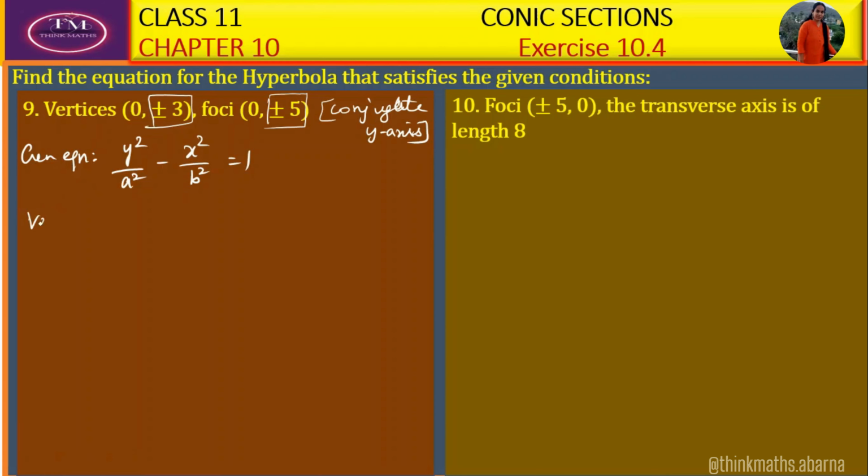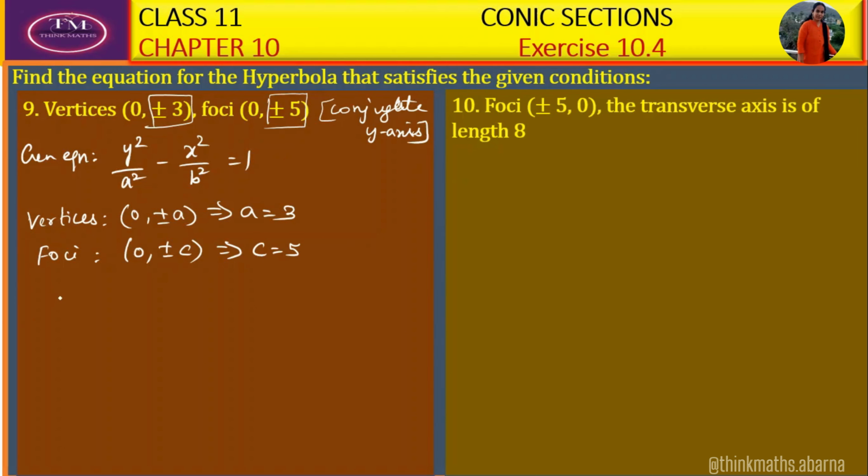So what are the vertices for this? Vertices will be 0, comma, plus or minus a. Comparing with the given vertices, a will be 3. Foci will be 0, comma, plus or minus c, as it is on the y-axis. Comparing with the given foci, c will be equal to 5.